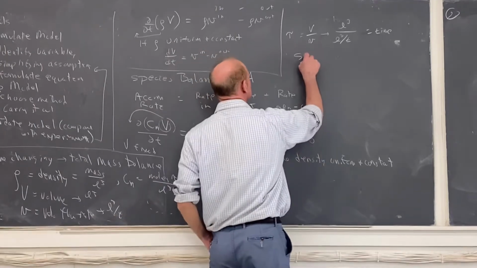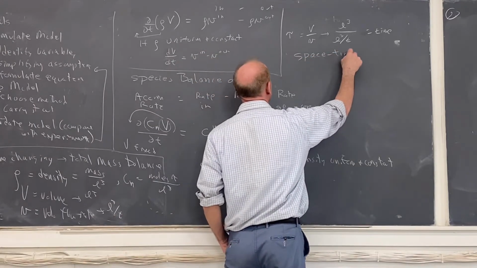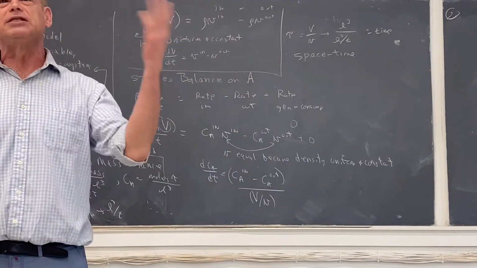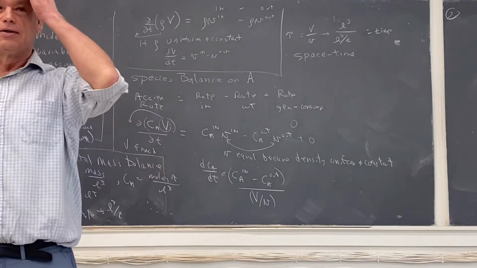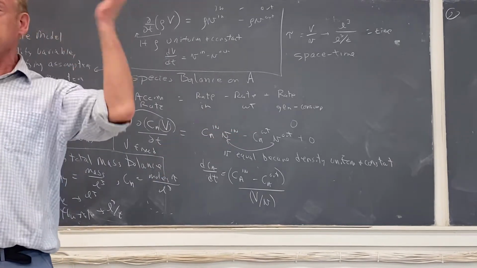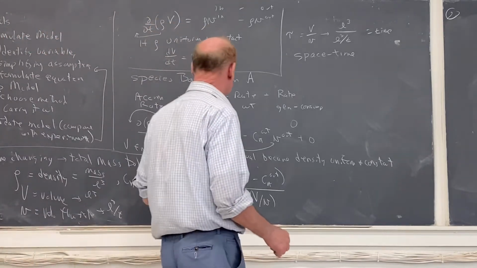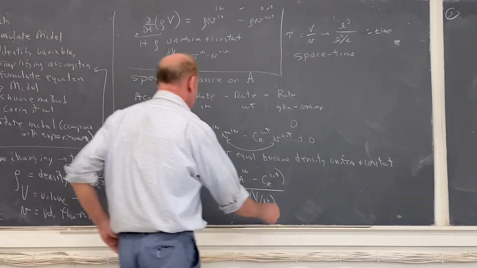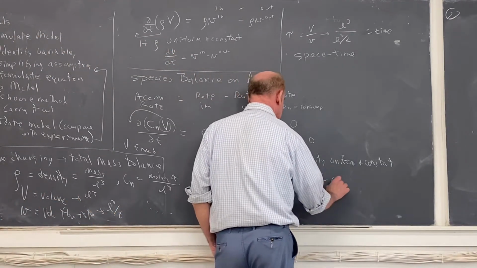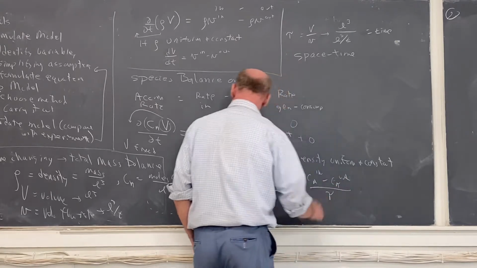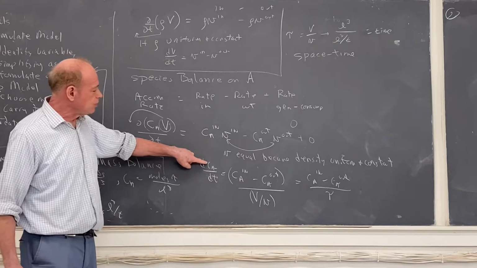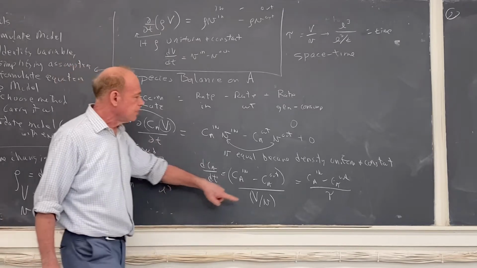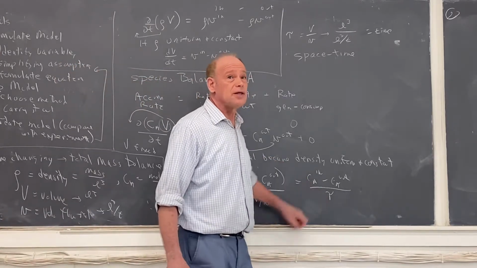And this is called the space-time. It has nothing to do with relativity. It's called space-time because it's the time it takes to replace the whole space of the reactor. It's an unfortunate term because that's a term that's used in relativity. It has nothing to do with relativity. And it characterizes the reactor. It has nothing to do with reactions. So I can write this as CA in minus CA out over tau. And notice again, both sides have units of concentration per unit time, moles A per unit volume time. Has to be that. Yep.